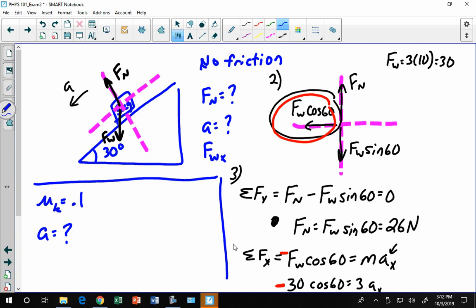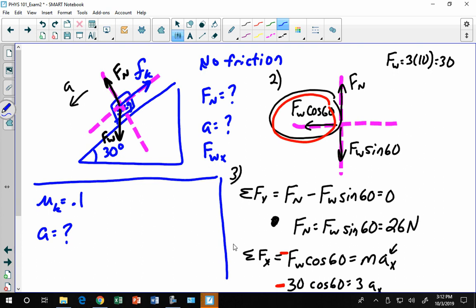So mu k is equal to 0.1. What is the acceleration? First of all, I have to add in the frictional force. The frictional force always opposes the direction of motion. So my frictional force is going to be in this direction, Fk.